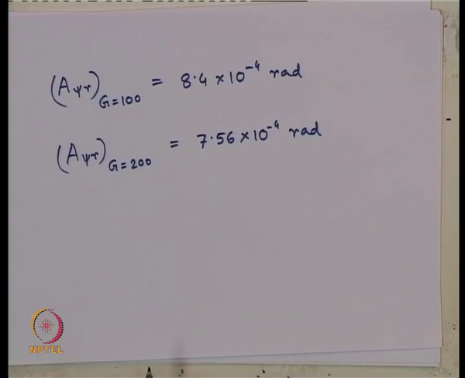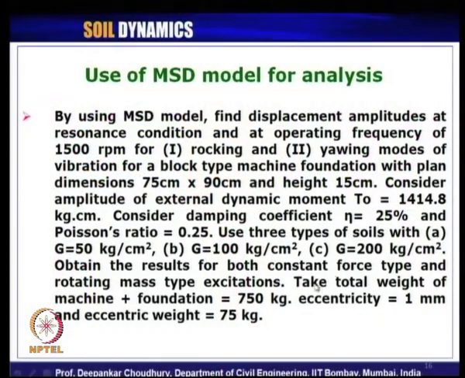So, with this we are now completing the rocking mode of vibration results. For rocking mode of vibration, we have seen the displacement amplitude both at resonance condition and at operating frequency for constant force type and rotating mass type excitation with 3 different types of soil. So, with this we will stop our lecture here today. We will continue further in our next lecture.